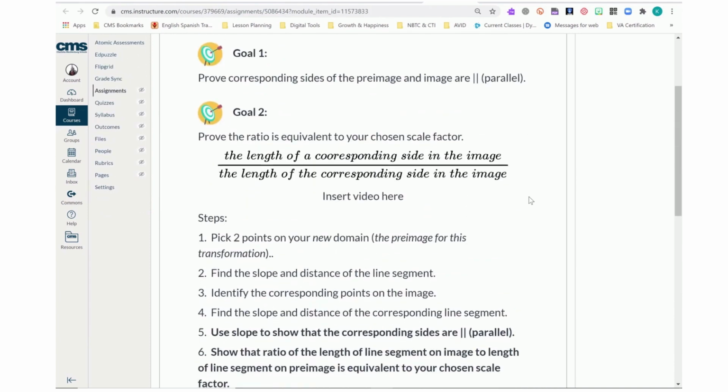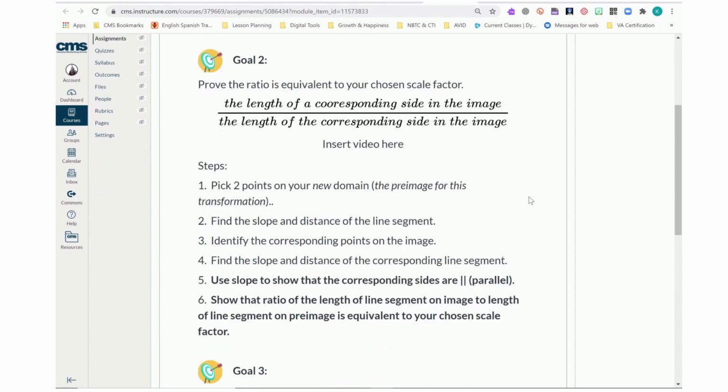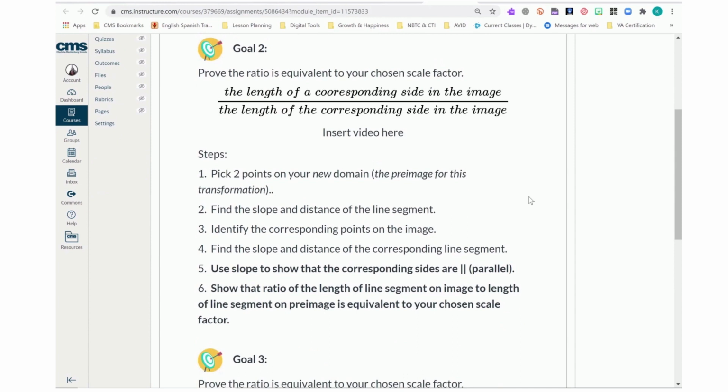For the second goal, you're going to prove that the ratio is equivalent to your chosen scale factor. For me, my chosen scale factor was 1/3, so we're going to prove that the work that I do is equal to 1/3. I am going to take it step by step. First, I'm going to pick 2 points. Then I'm going to find the slope and the distance for the 2 line segments that are created. Then I'm going to identify the corresponding points on the image, find the slope and the distance of the corresponding line segment, and then use slope to show that the corresponding sides are parallel.